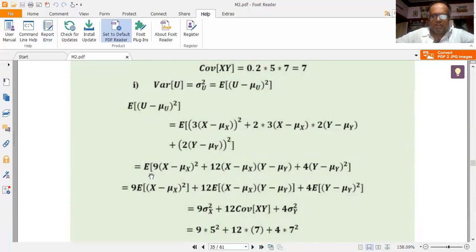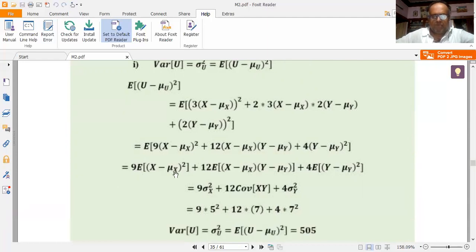So this is given by expected value of 9 into x minus mu x the whole square plus 12 into x minus mu x into y minus mu y plus 4 into y minus mu y the whole square. Now 9 is a constant, so I can pull the constants outside the expectation operator. So this is given by 9 into E of x minus mu x the whole square plus 12 into E of x minus mu x into y minus mu y plus 4 into expected value of y minus mu y the whole square. Now expected value of x minus mu x the whole square is nothing but the variance, that is sigma x square by definition. So this gives me 9 sigma x square plus 12 covariance of xy plus 4 into variance of y, that is 4 sigma y square.